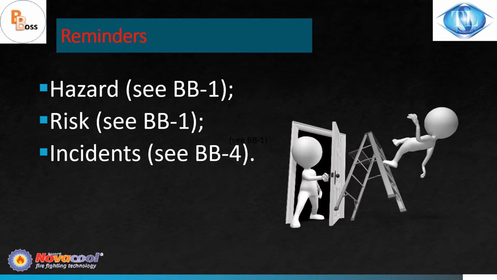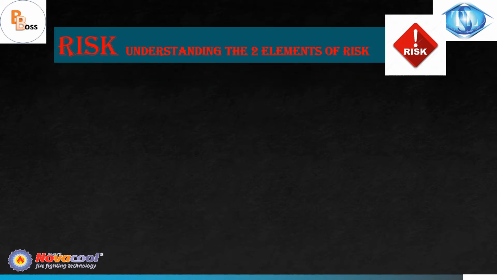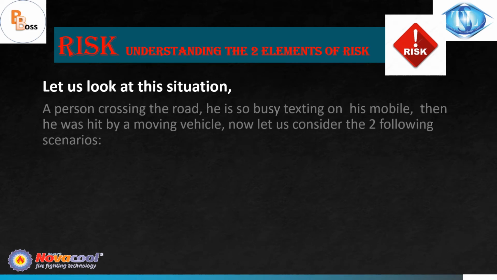Here we have a few reminders. The first one is hazard, and you can see that in BB1, building block number 1, and risk as well was in the same module. And also you need to remember what we talked about: incident, accident, and near misses. It will help you to go through this module here, BB5. We are going now to talk about the two elements of risk, that is the severity and the probability. Let's look at this situation.